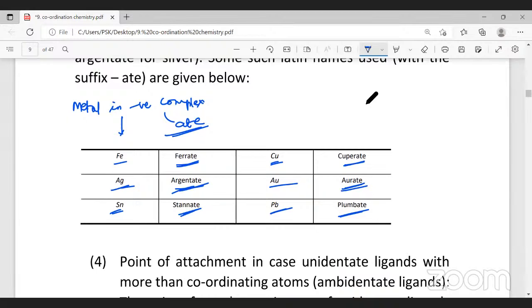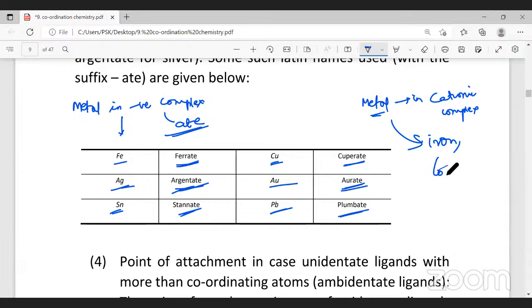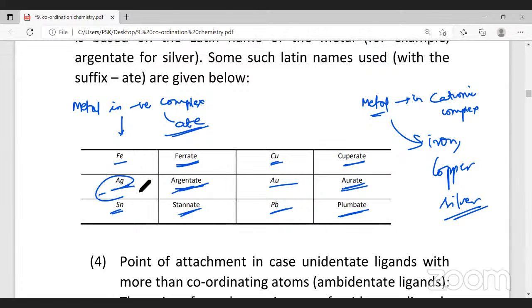Now, I clearly told you, if the metal is in a cationic complex, the metal will have the regular name. If it is iron, we name it as iron. If it is copper, we name it as copper. If it is silver, we name it as silver. Only in the anion you can see it is named with -ate. In a positive cation, the name of the metal will be retained. All right.